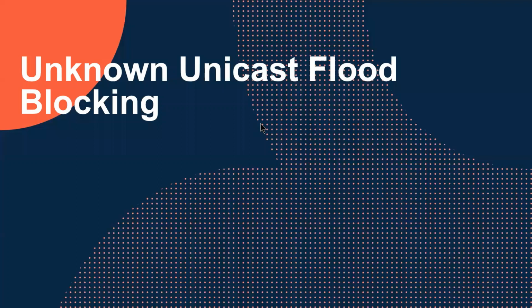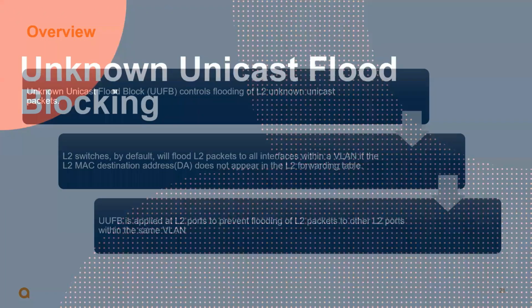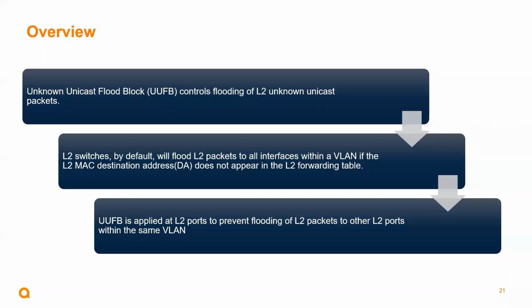So here comes our next feature, unknown unicast flood blocking. The unknown unicast flood blocking, UUFB, controls flooding of L2 unknown unicast packets. The L2 switches by default will flood L2 packets to all interfaces within a VLAN if the L2 destination MAC does not appear in the L2 forwarding table. So the UUFB is applied at L2 ports, both access and trunk ports, to prevent flooding of L2 packets to other L2 access and trunk ports within the same VLAN.